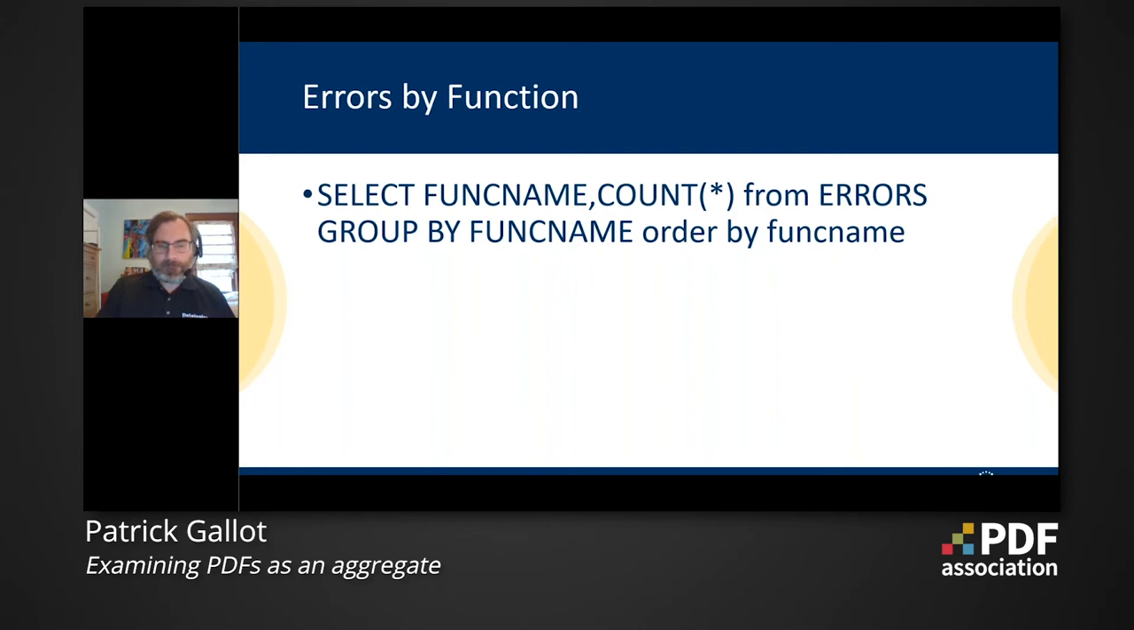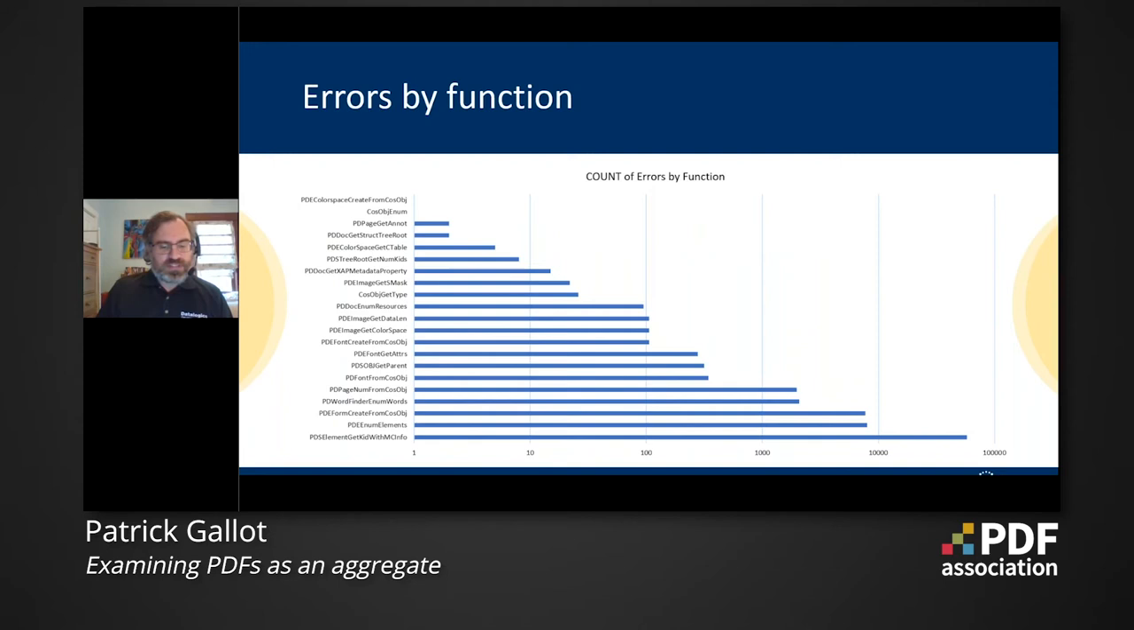This list is a little bit more interesting. The worst offender is a function called PDSElementGetKidWithMCInfo, which is a function for reading the tag structure tree from the PDF. But there are a few other related functions for handling tagged PDFs that show up in this list. There also seem to be some issues with fonts and text extraction, some issues with images and color spaces. The next question is, are these errors widespread or primarily affecting particular files?